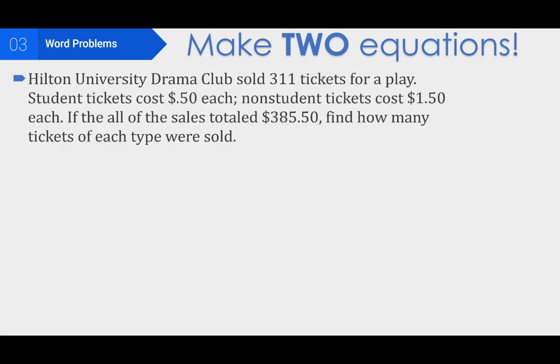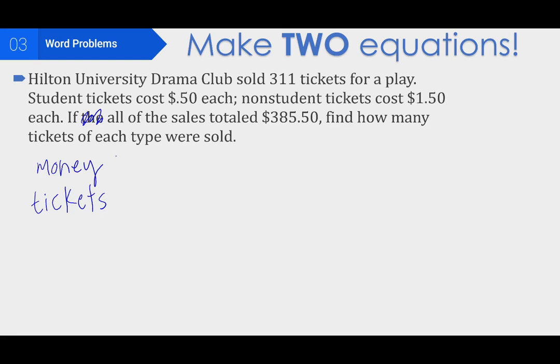Here's an example. Our drama club sold 311 tickets for a play. Student tickets cost 50 cents each. Non-students cost $1.50 each. If all of the sales total $385.50, find how many tickets of each type were sold. So our two groups: there's going to be one equation for all of the money, because those are the two totals that we have. We have a total for money, but we also have a total for tickets. This is what I mean by two equations, one for each group.